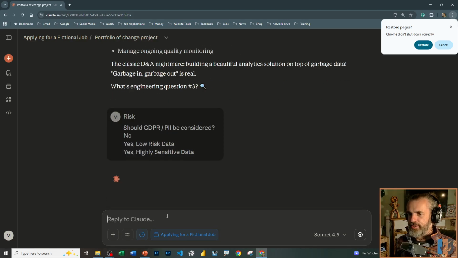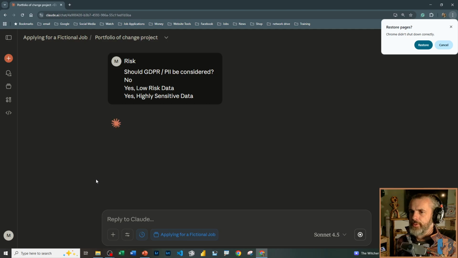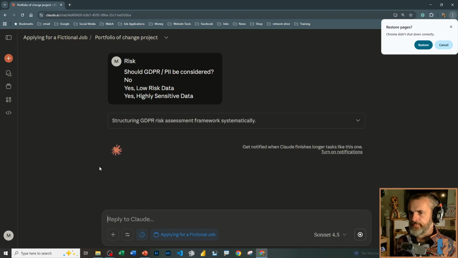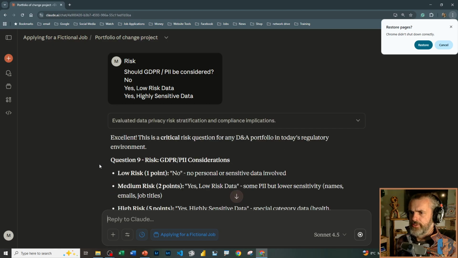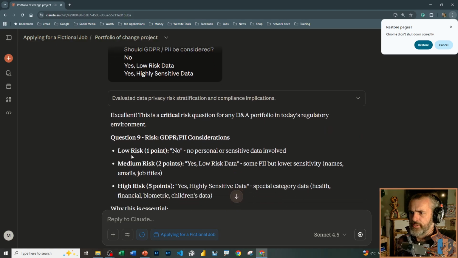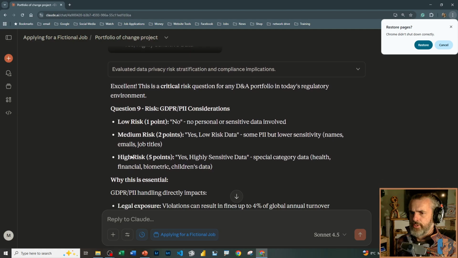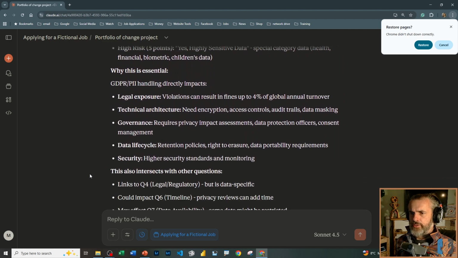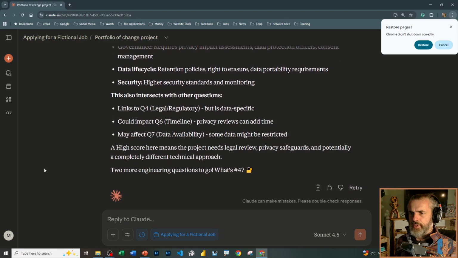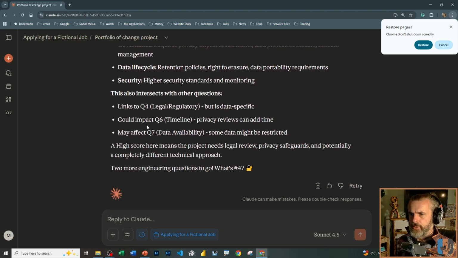Here's a big one. GDPR. Should we consider GDPR PII? Excellent. This is a critical risk question for any project in today's regulatory system. Why is this essential? Legal exposure, technical architecture, governance, security. Absolutely. This also intersects with question 4, question 6, and question 7. So question 4: legal, regulatory, timelines, and data availability. All good.